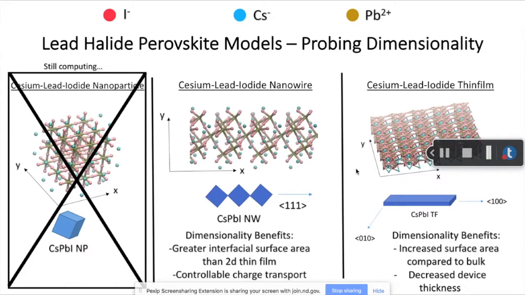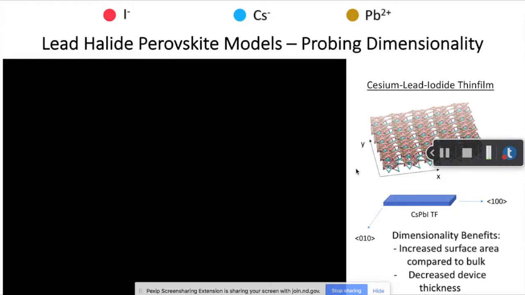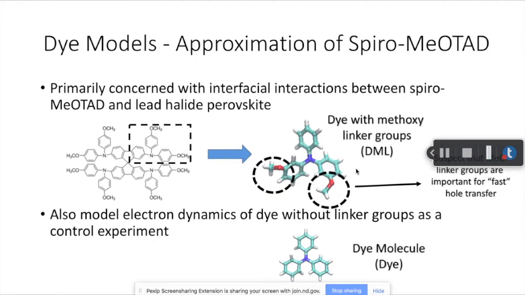With decreased dimensionality, you get increased interfacial surface area. That's helpful because charge transfer for these systems is limited by surface area, so with more surface area, you can get greater yields. You also expect greater coupling with decreased size due to increased surface energy. But for this presentation today, we're just going to look at the thin film model because it provides the best comparison to experiment for the results that we have.